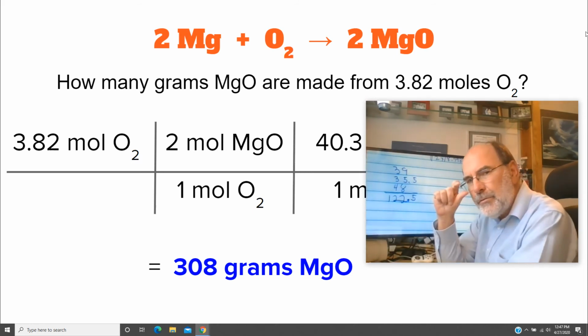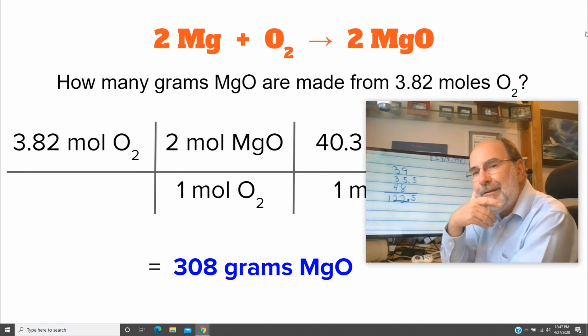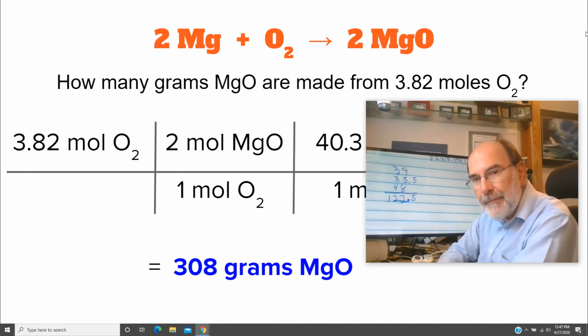What if I told you that I had 3.82 moles of magnesium to start off with and 3.82 moles of oxygen gas to start off with? Under that condition, which one is the limiting reactant? Okay, that was meant for you to pause and figure out the answer.